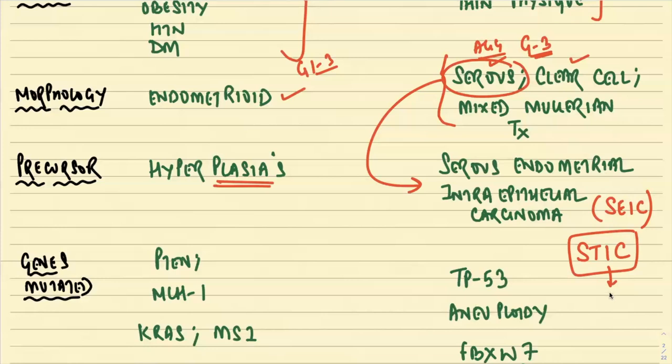Similarly, in endometrial carcinoma, there is a precursor lesion in case of type 2 endometrial carcinoma that is called serous endometrial intraepithelial carcinoma. And the cells of SEIC are very similar to cells of STIC. This is what I want to emphasize, and I'm going to discuss this point in detail when I teach you the ovarian tumors as well. So the precursor lesion over here is serous endometrial intraepithelial carcinoma.